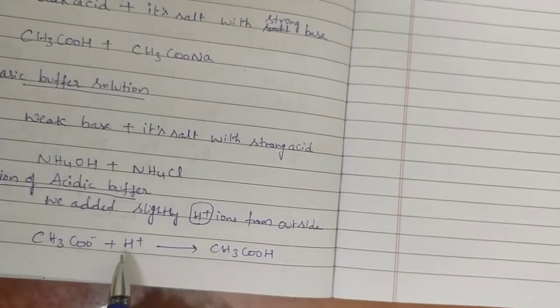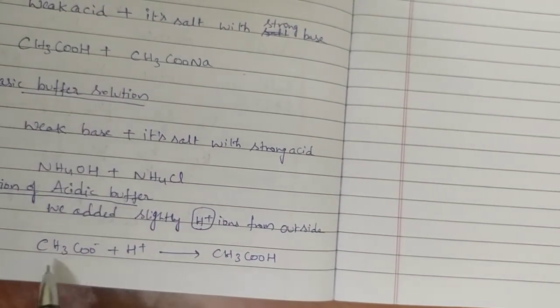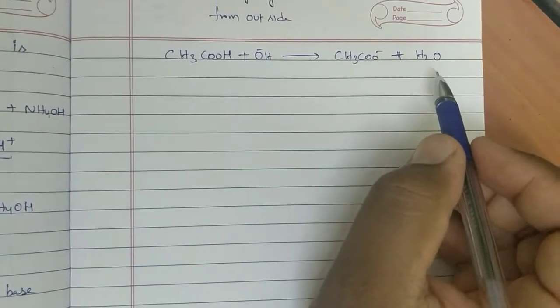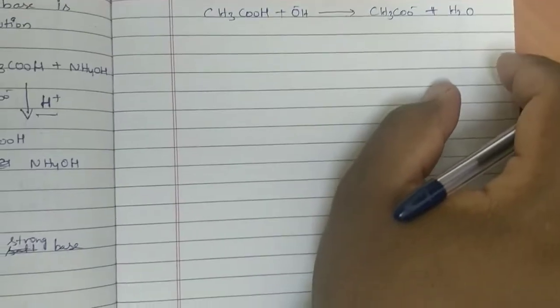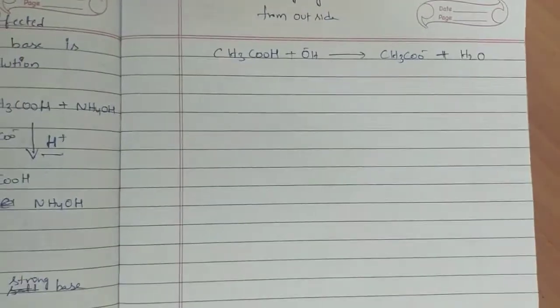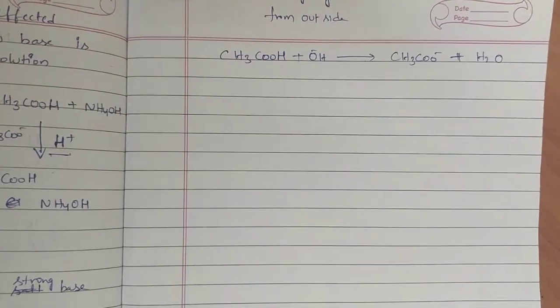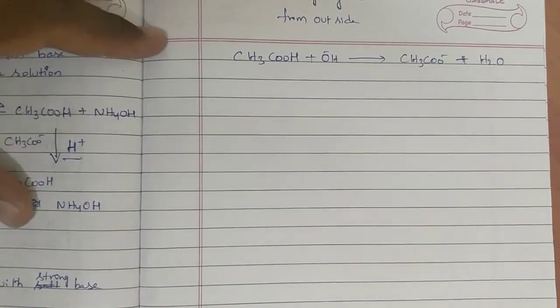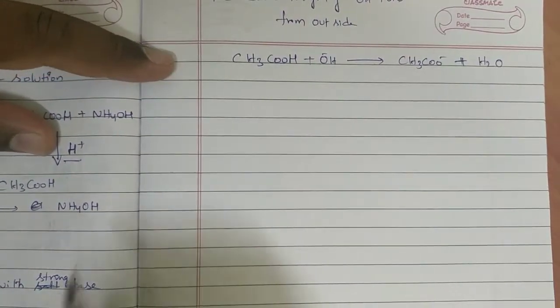See, whatever H plus ions are added are removed in the form of CH3COOH. Whatever OH minus ions are added are removed in the form of water. That's why there is no change in pH, even if you add slightly H plus ions and OH minus ions from outside. This is about the acidic buffer.